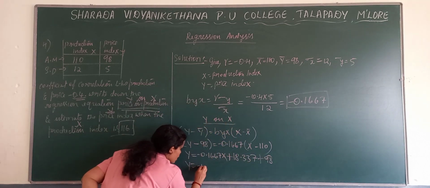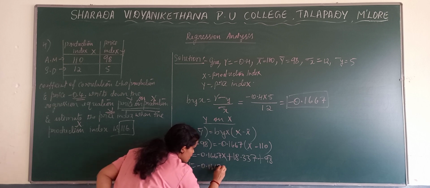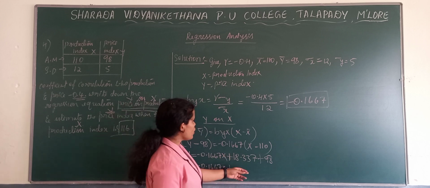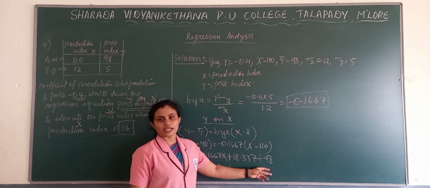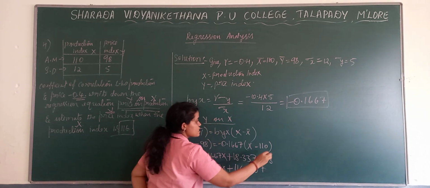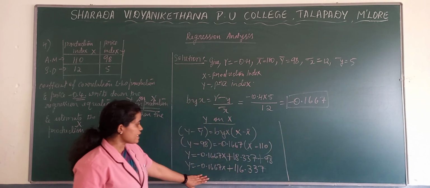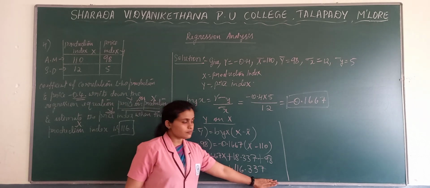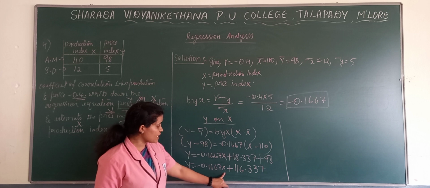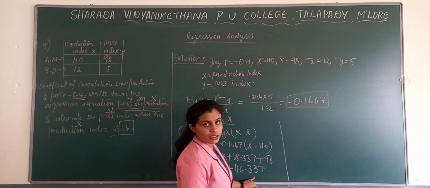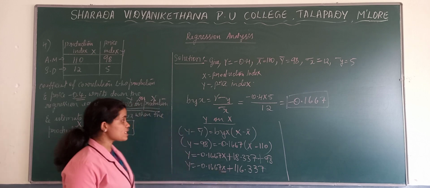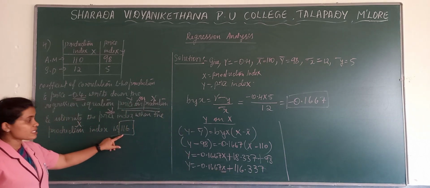So y is equal to minus 0.1667x. Now here plus, add this to 18.337 plus 98, we get 116.337. Now next, see when you see here, we get the equation as minus 0.1667x plus 116.337. But we have value to substitute into this x, that is 116.